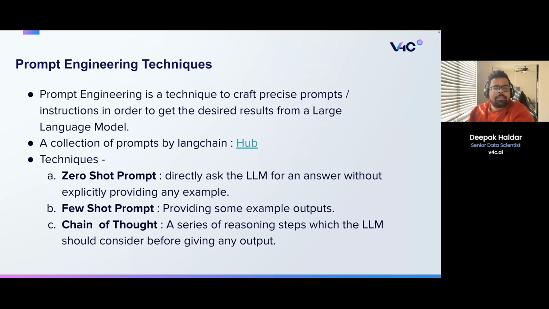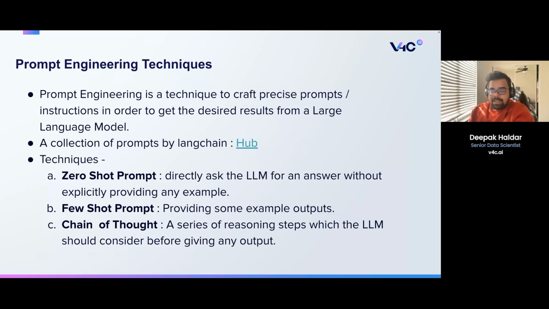you include a few examples along with your query to help the model understand what kind of output you're expecting. For example, you might say, translate these phrases into French, like hello to bonjour, goodbye to au revoir, and then you add your phrase for translation. So in that case, you provide an example for your translation, and based on that example, the LLM would generate the output.